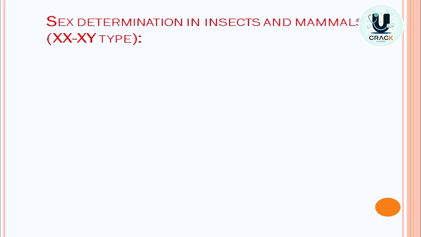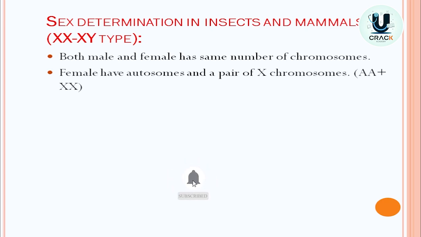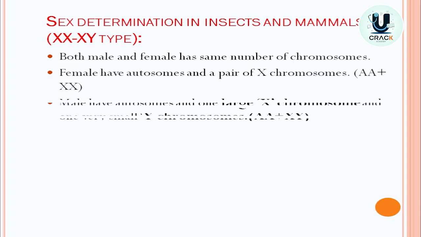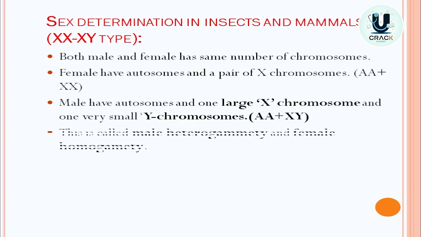The next one is in mammals and insects, where sex is determined by the XX, XY type. Both male and female have the same number of chromosomes, and autosomes are there too. That is A plus A and XX for the female. The male has a large X chromosome and one very small Y chromosome, A plus XY. This is called male heterogamy and female homogamy.